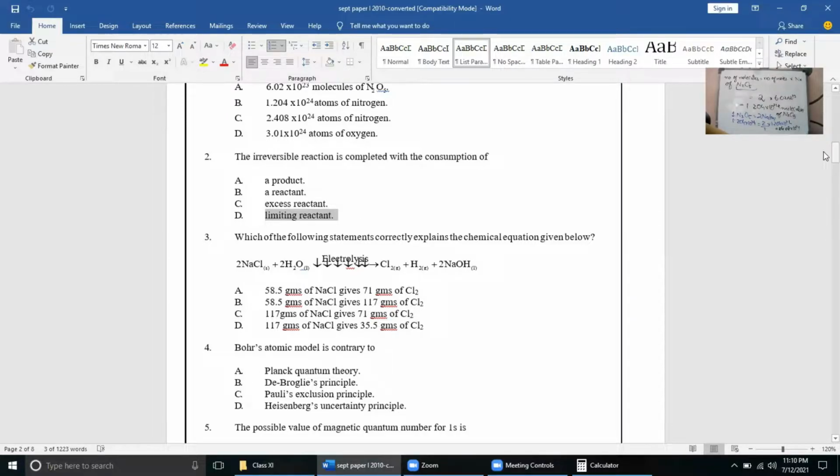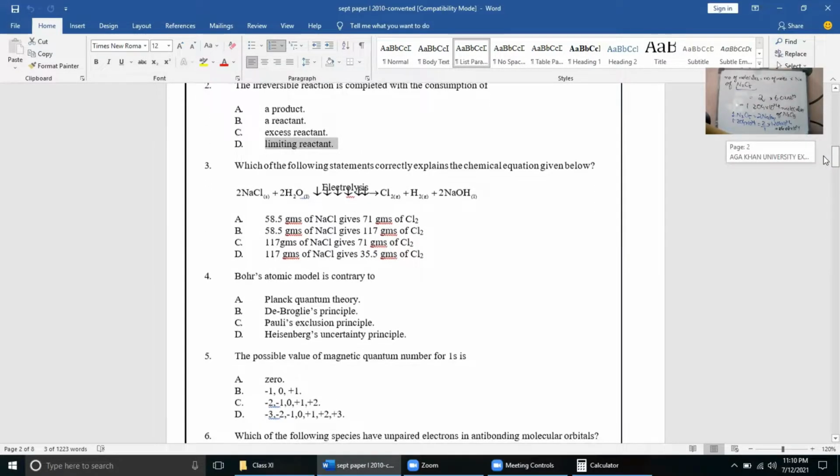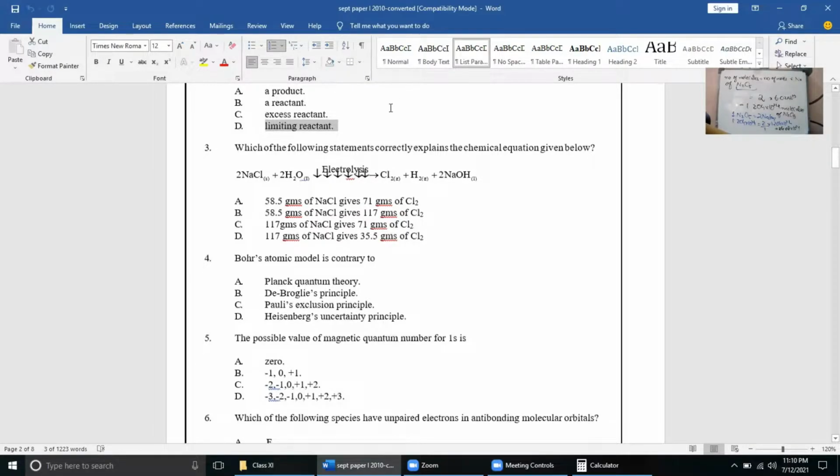Question number 3 is: an equation is given below. You have to identify the correct statement regarding this equation. The balanced equation is given here. It is written 58.5 grams of NaCl gives 71 grams of chlorine. Let's check whether it is correct or not.